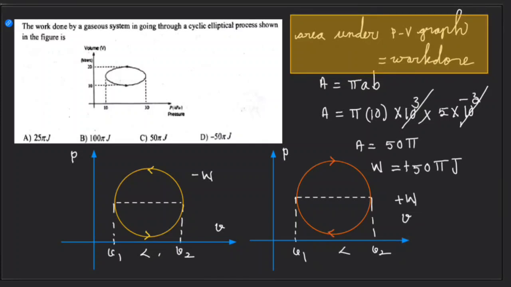Area under this PV graph will be equal to work done, and when it will be like positive and when it will be like negative. So explain here very clearly.